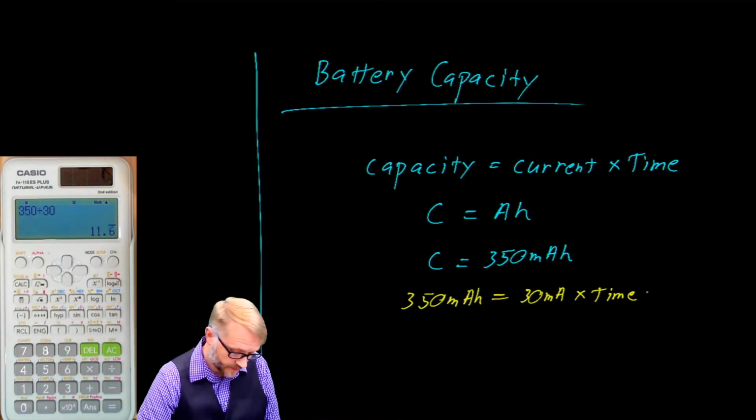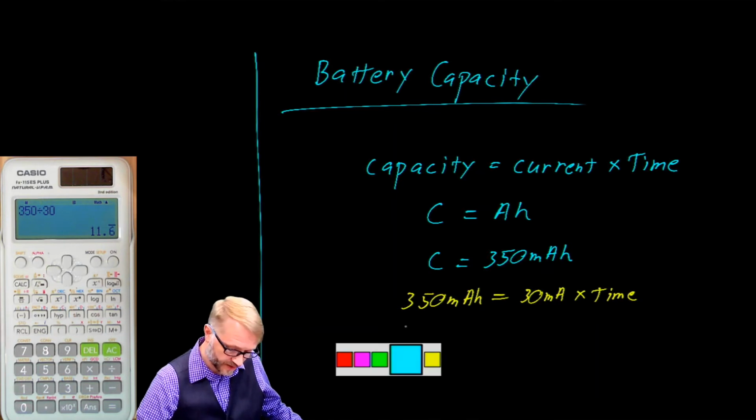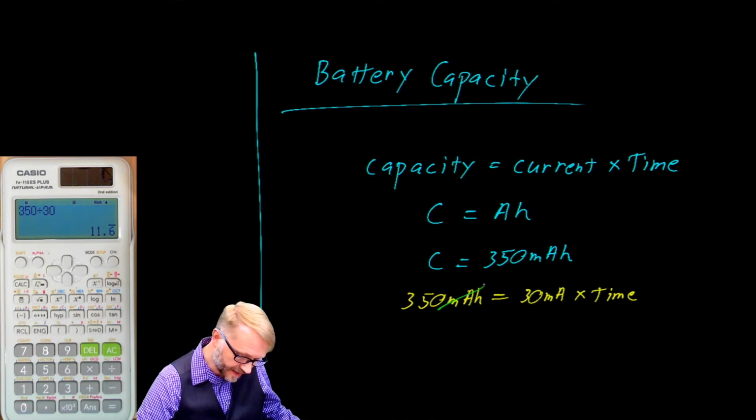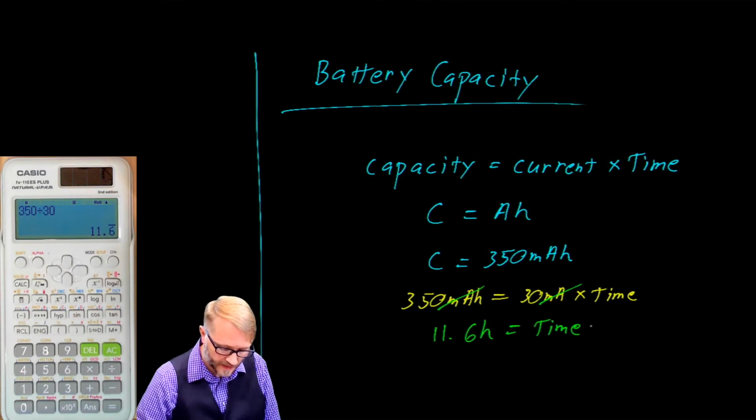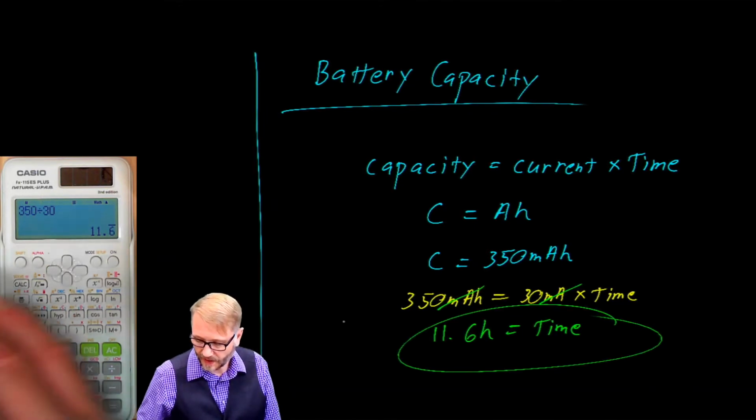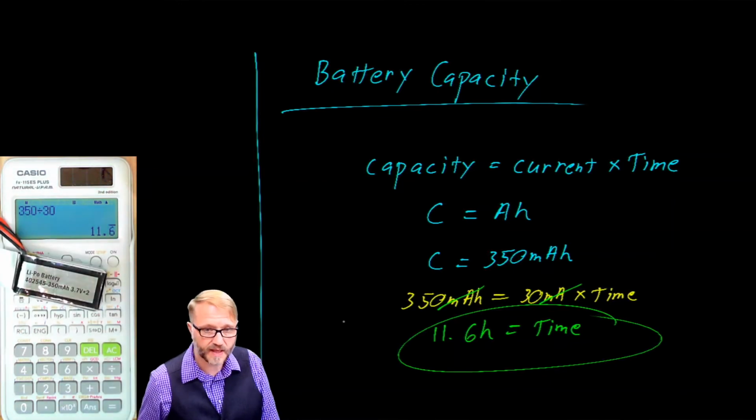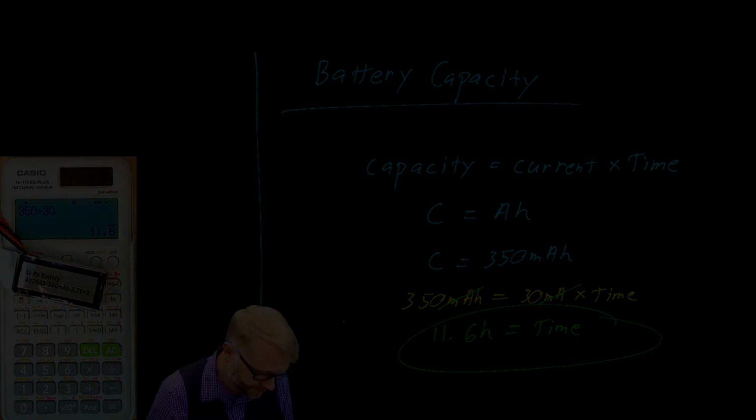Make sure we have our units correct. If we divide, we get rid of milliamps on both sides. That leaves us with 11.6 hours is equal to the time. So this battery pack could power a 30 milliamp LED for about 11.6 hours.